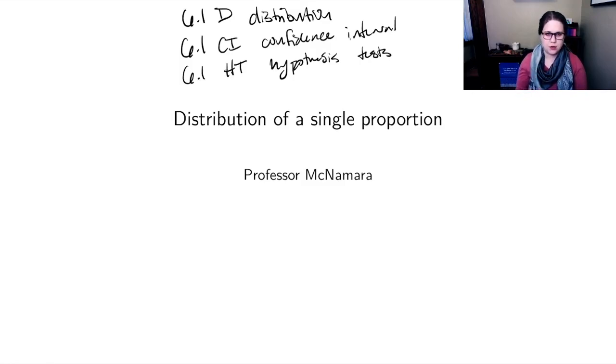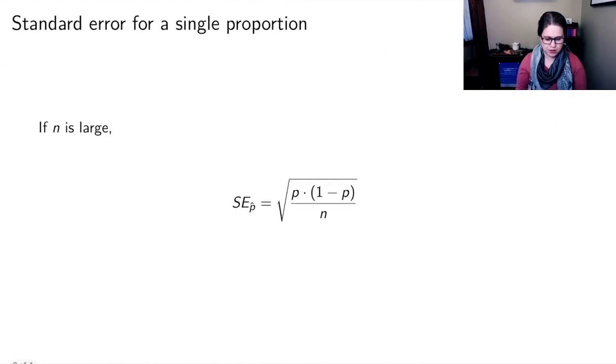So we're starting out, we're talking about the sampling distribution for a single proportion and approximating it using a known distribution. And so what we're going to say is that if n is large, then the standard error of p hat is equal to the square root of p times 1 minus p over n.